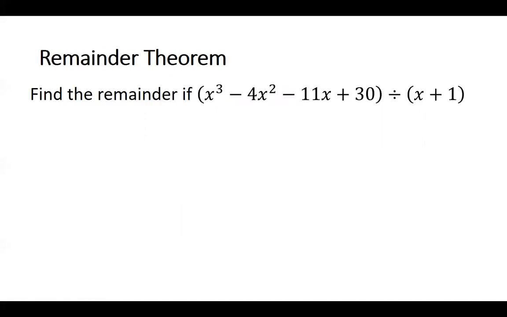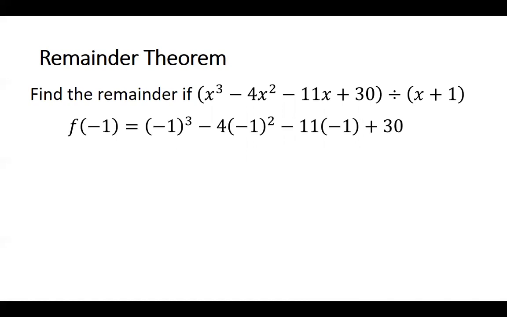The remainder theorem. Find the remainder if x cubed minus 4x squared minus 11x plus 30 is divided by x plus 1. Now this is the same thing we just did on the other page. So we're going to put f of -1 in, so just substitute -1 for x, so we get -1 cubed minus 4 times -1 squared minus 11 times -1 plus 30. So f of -1 is equal to -1 minus 4 plus 11 plus 30.